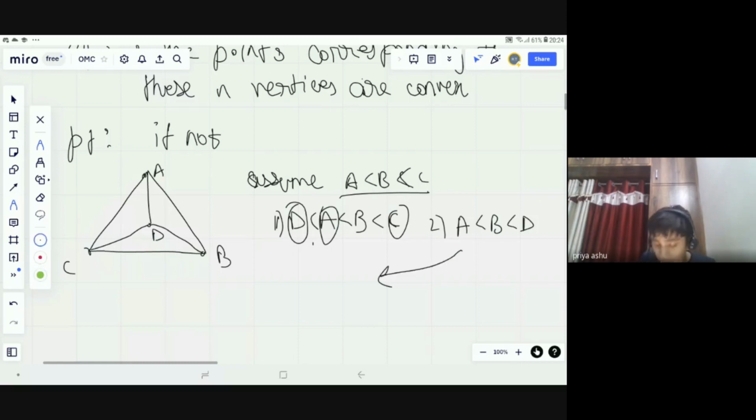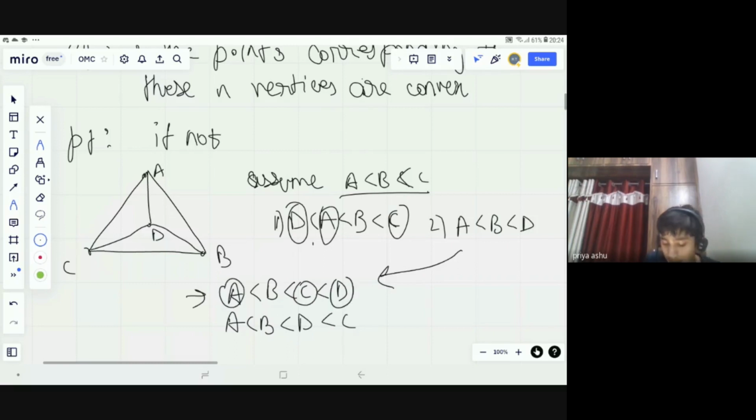So in the other case, we have two subcases depending on the position of C. That is, A is less than B is less than C is less than D, or A is less than B is less than D is less than C. So in this case, again the points A, C, and D give us an issue. The path from the smallest number to the middle number to the largest number, and the largest number back to the smallest number, is anticlockwise. A contradiction. And thus the only case that may possibly remain is the last one.